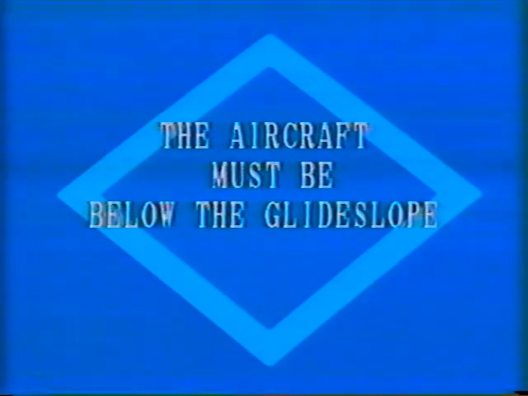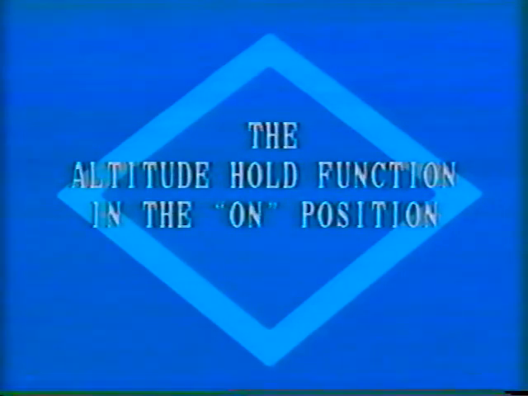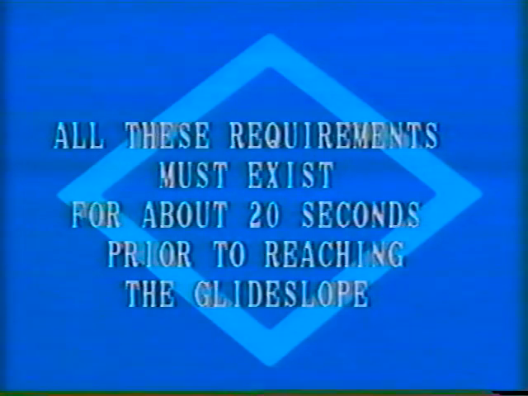One more thing. I've had people tell me that their autopilot just doesn't work well on an ILS. What they haven't taken into consideration is the requirements that the autopilot must meet in order to latch onto the glide slope. In many cases, those requirements are similar to this: the localizer must be captured, the aircraft must be below the glide slope, and the altitude hold function must be in the on position, and all of these must exist for about 20 seconds prior to reaching the glide slope. So, Jack, check your user's manual for your autopilot to see what the requirements are for that particular autopilot.